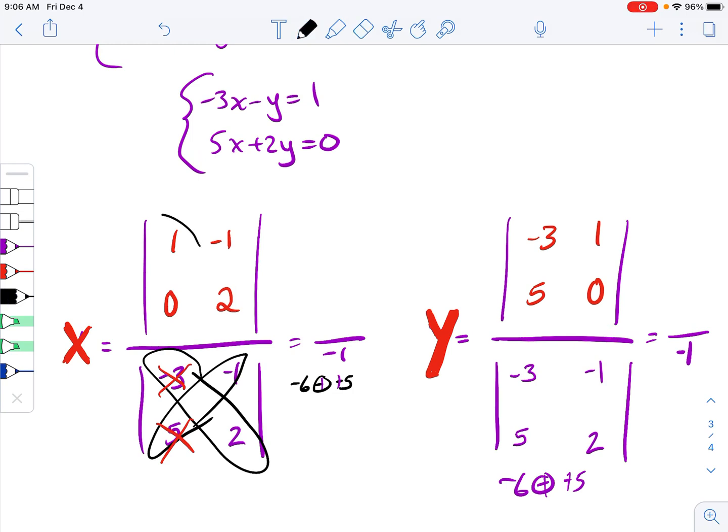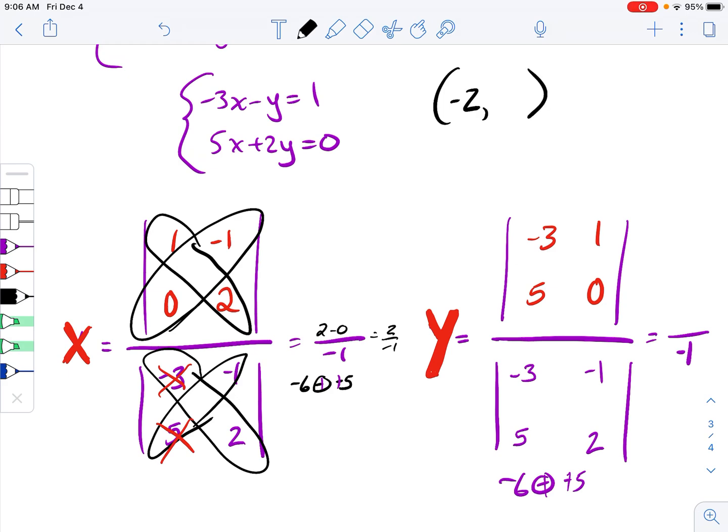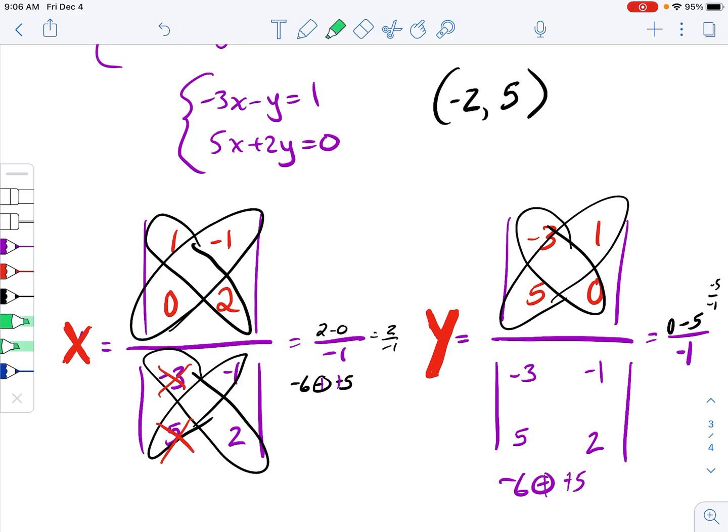Now I am ready to calculate the value of this determinant, so I will have 2 minus 0. So I will get 2 over a negative 1. So x is going to be negative 2. Now y is going to be 0 minus 5. So that's negative 5 over negative 1, so y is going to be 5. This is what I think my answer is.